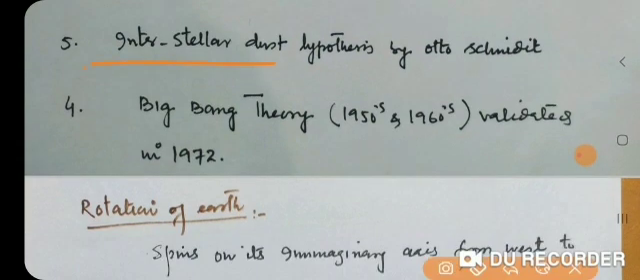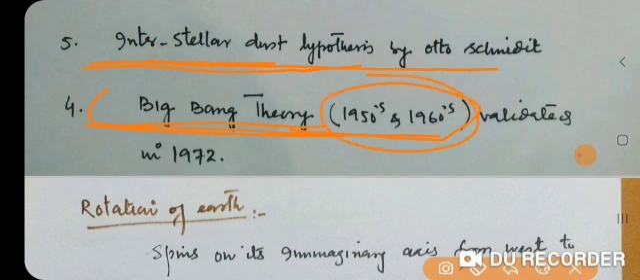And another hypothesis, that is the interstellar dust hypothesis by Otto Schmidt. It states that in our universe there were dust and gases, and these dusts and gases, due to gravitational pull, were attracted by the sun, and by this gravitational pull they started rotating and resulted in the formation of our solar system. And the most accepted among these theories is the Big Bang theory, that was proposed in the 1950s and 1960s and validated in 1972.